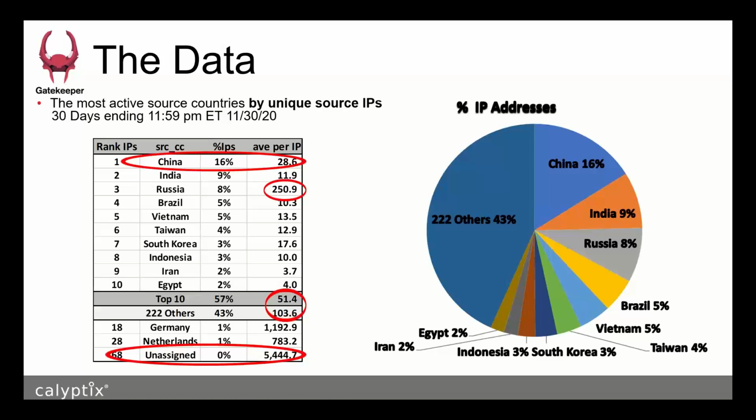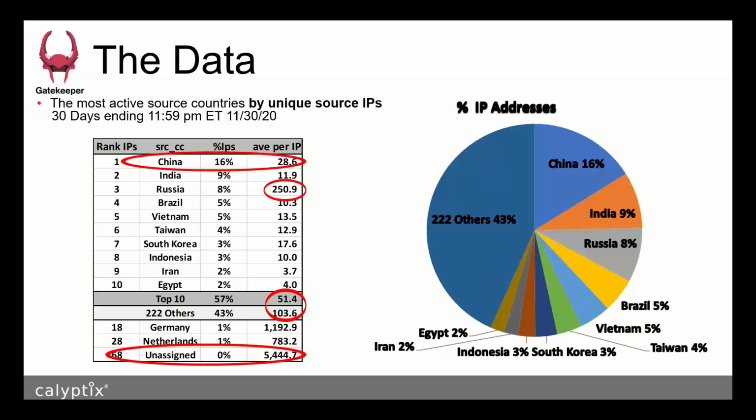So while China uses a large number of IP addresses, they are fairly stealthy. 28, that's less than one event per day based on our user population. Russia, on the other hand, is almost 10 times that. It's like 250 events per month. So what would that be about? Divided by that 30, that's significantly higher, right? India's sort of in between.